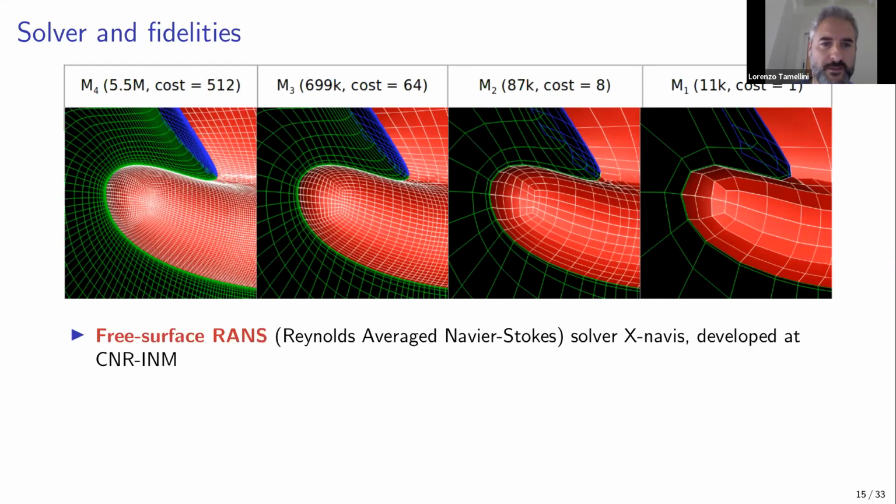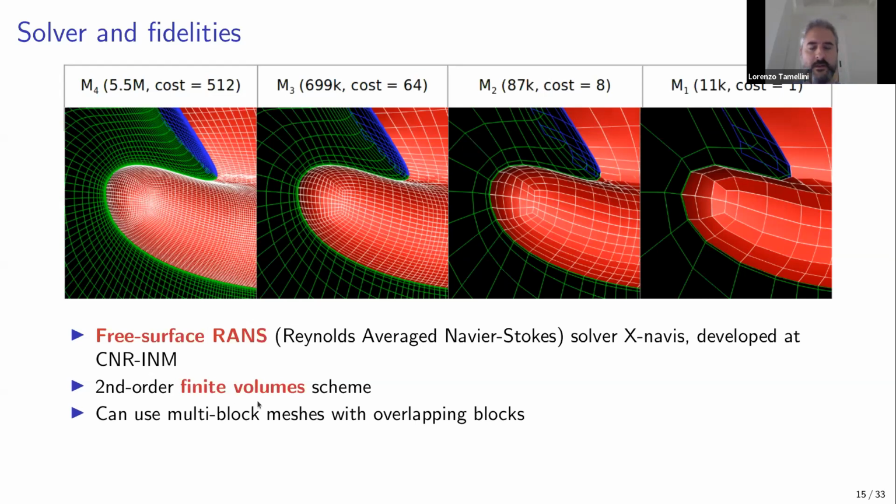We consider 4 fidelities, 4 solvers. So in particular, these 4 meshes here. The first one has 11K elements, and the last one has 5.5 million elements. So assuming that the cost of solving the PDE is linear in the number of elements, the last mesh costs about 500 times more than the coarsest one. And the equation we're going to solve is free surface Reynolds-averaged Navier-Stokes. And the solver is a finite volume solver called Key-Navis, developed by our colleagues of the naval engineering department. It's in particular a second-order finite volume scheme.